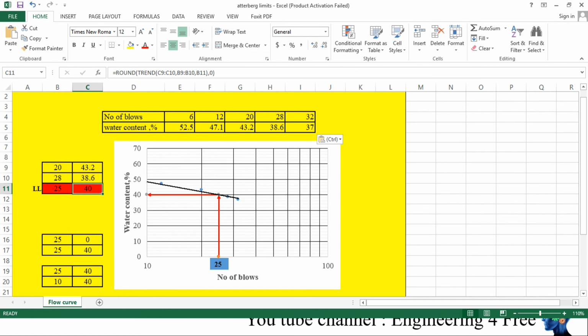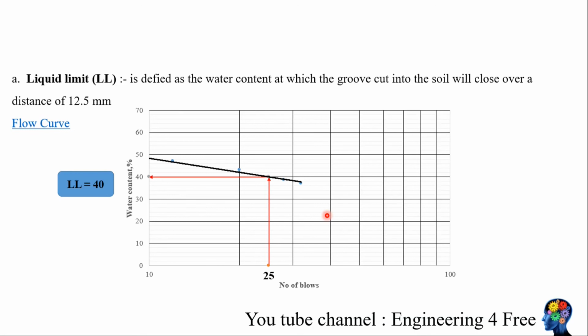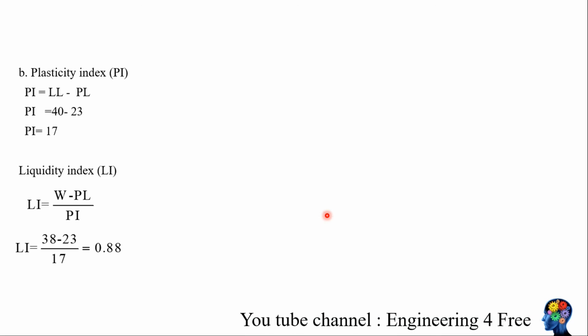Let's get back to calculating the plasticity index. Next, I'll estimate the plasticity index and liquidity index. The plasticity index is the range of water content in which the soil behaves as a plastic material. It is the liquid limit minus the plastic limit. The liquid limit is 40 minus the plastic limit 23, so the plasticity index is 17. The liquidity index is the natural water content minus the plastic limit, divided by the plasticity index. The natural water content is 38, so 38 minus 23 divided by 17. The result is 0.88. Since this liquidity index is between 0 and 1, it indicates that the soil is in the plastic state. This is how you determine the liquidity index, plasticity index, and liquid limit.